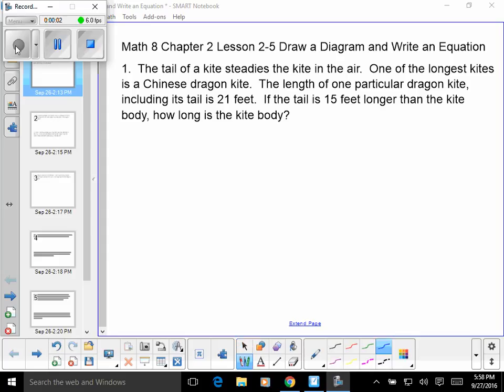Hello again, 8th graders. This is lesson 2.5 on drawing a diagram and writing an equation, although sometimes there's problems that all you really need to do is draw the diagram for.